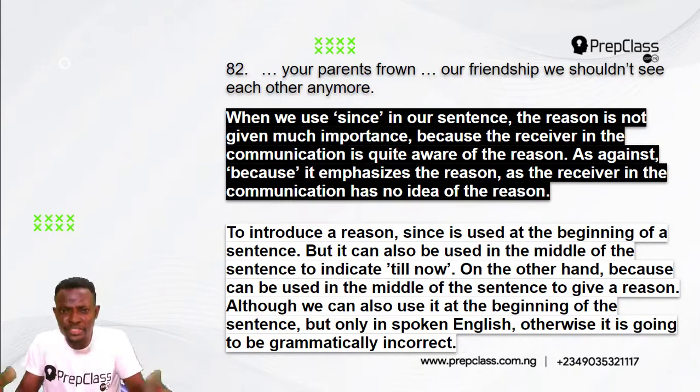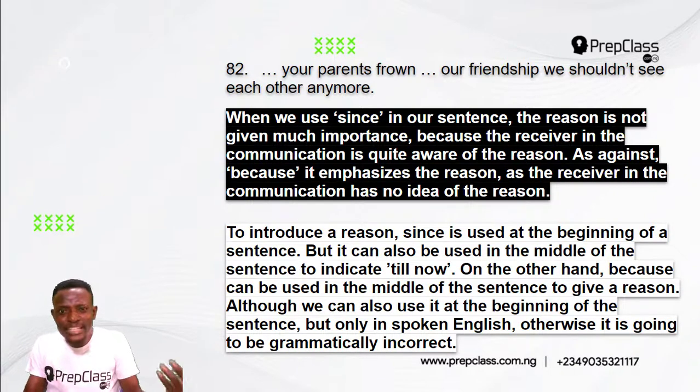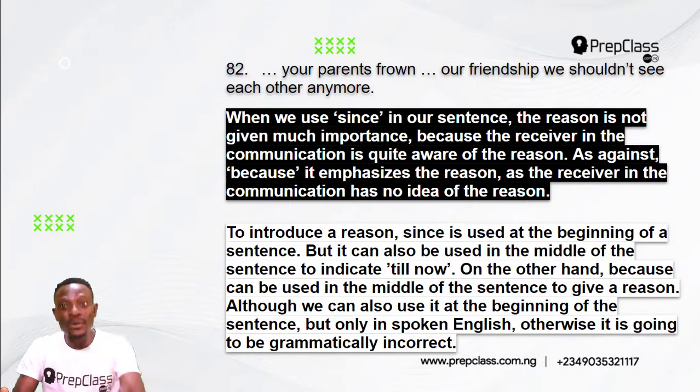Why did you say we shouldn't see each other anymore? Because your parents frown at our friendship. Really? My parents frown at our friendship? The receiver is not aware of the reason. But when we say, since your parents frown at our friendship, we shouldn't see each other anymore, there is a knowledge between both parties. They both know that their parents frown at their relationship.